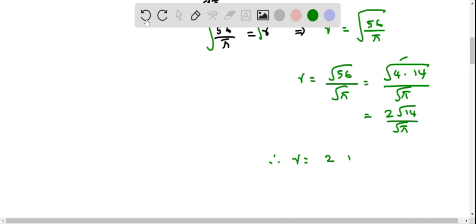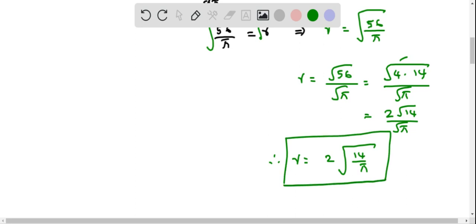You can write it as 2 times square root of 14 by pi. So this is the value of r. The decimal approximation of this one equals 4.22, and this is in centimeter. So this is the value of r, which is the radius of the cone. This is also centimeter.